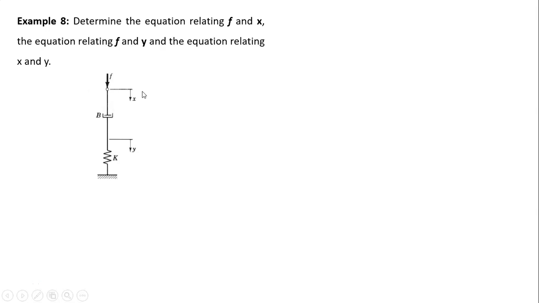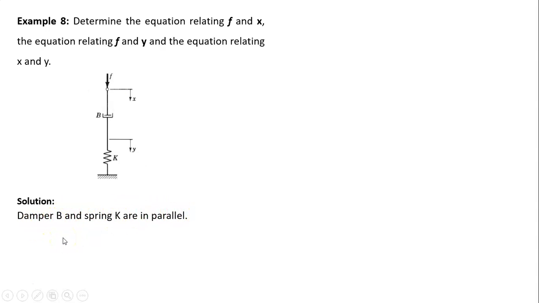Now we will see the last example. In this example, damper B and spring K are in parallel. Damper B is in between the X and Y coordinates. Spring K is connected to the Y coordinate and to the ground here. Force F is transmitted through the damper B and spring K. Therefore, directly we will write down the equation. Solution: damper B and spring K are in parallel.